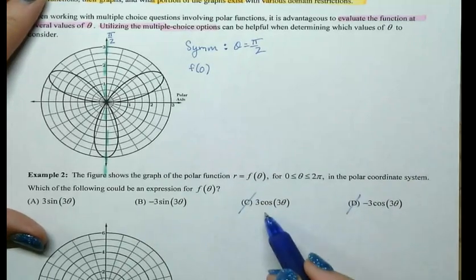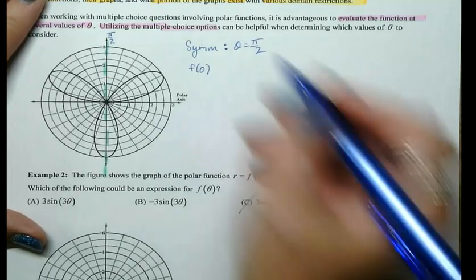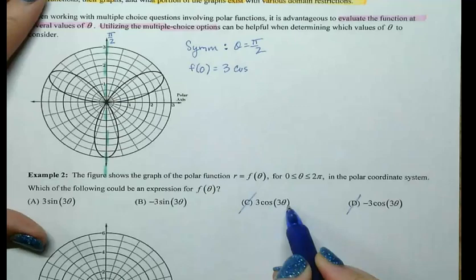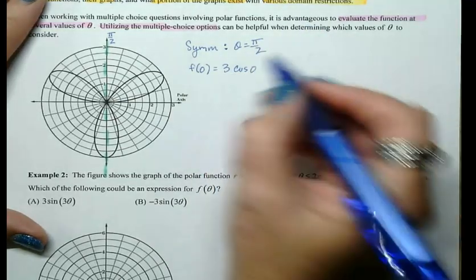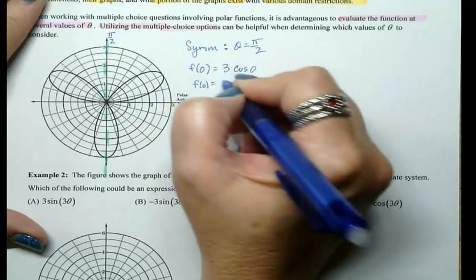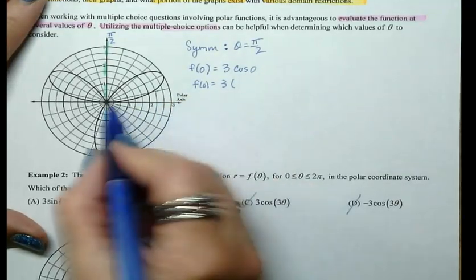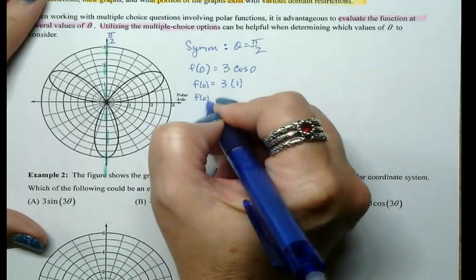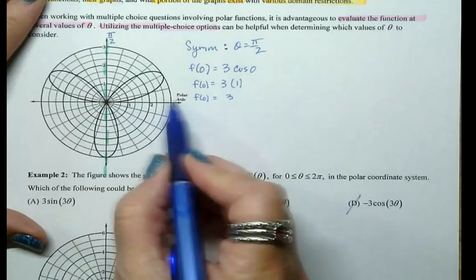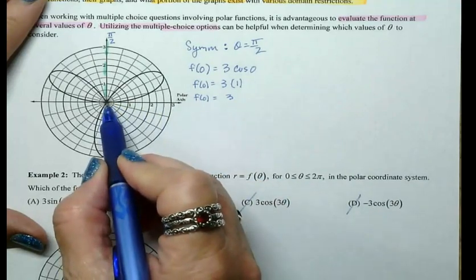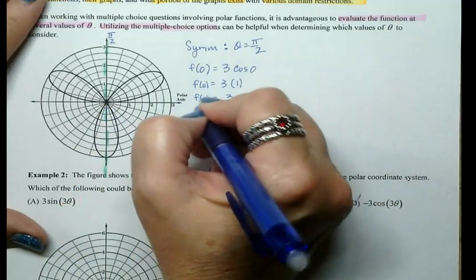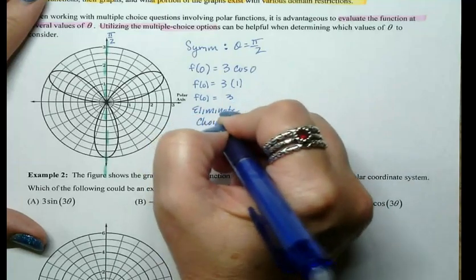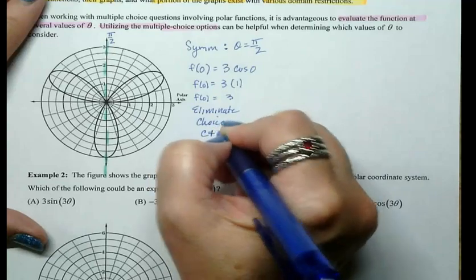So for instance, I could plug in to equation C, and I could say 3 cosine, and 3 times 0 would just be 0. And then when I calculate F at 0, I get 3 times cosine at 0, which would be 1. And so that gives me F at 0 to be 3. And according to my graph here, at 0, it should be 0. So that's another way that I can eliminate choices. In this case, C and D.